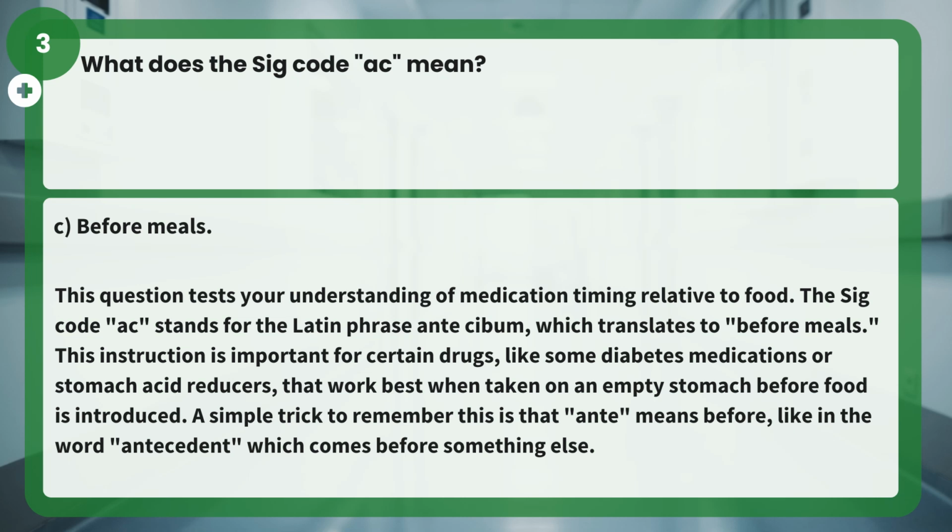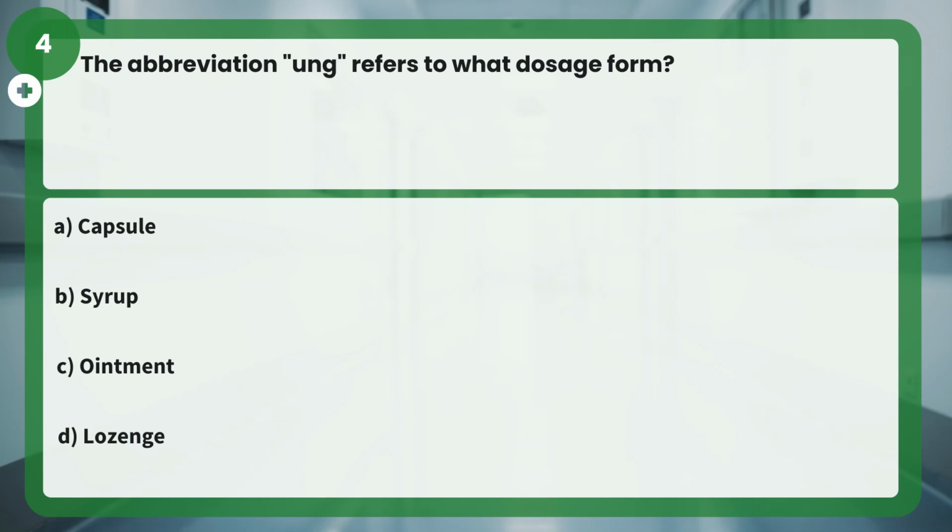Answer: C. Before meals. This question tests your understanding of medication timing relative to food. The SIG code AC stands for the Latin phrase ante cibum, which translates to before meals. This instruction is important for certain drugs, like some diabetes medications or stomach acid reducers, that work best when taken on an empty stomach before food is introduced. A simple trick to remember this is that ante means before, like in the word antecedent, which comes before something else.